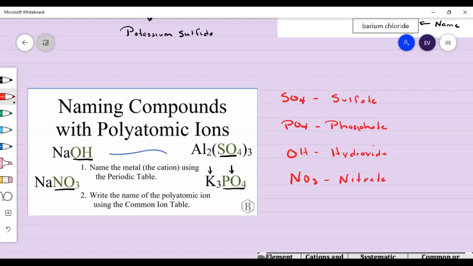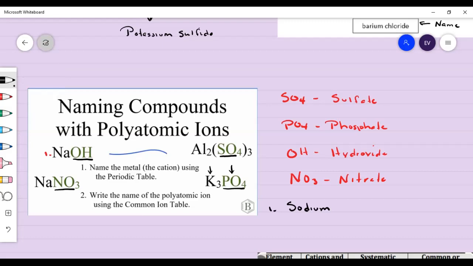The metal always keeps its name, just like it does in regular ionic compounds. Whatever the name is on the periodic table, that's what you're going to keep. The polyatomic ion has its own common name. For example, the ones I just named, sulfate, phosphate, hydroxide, and nitrate, you're just going to keep those names exactly as they are. So if we're going to name this one, number 1, then the name for this compound would be sodium.